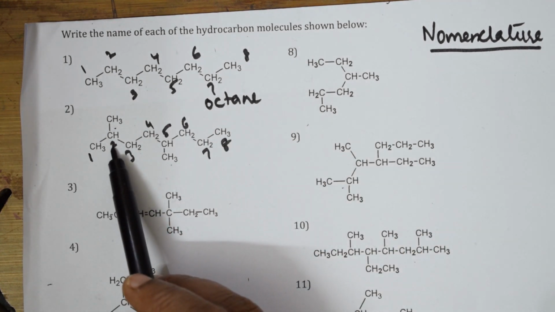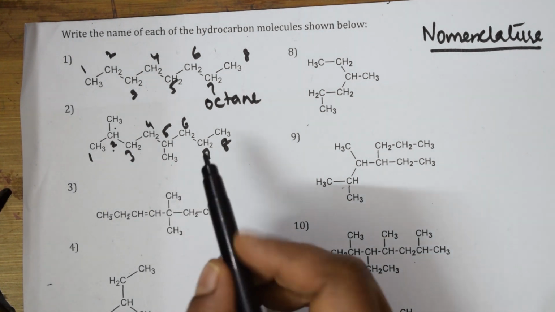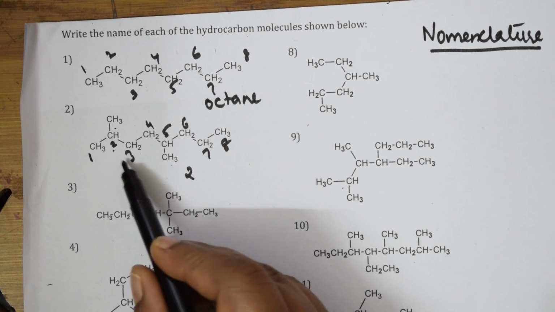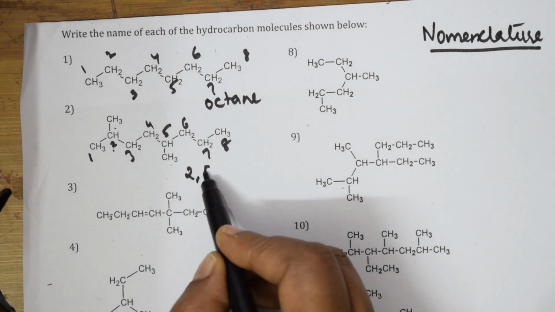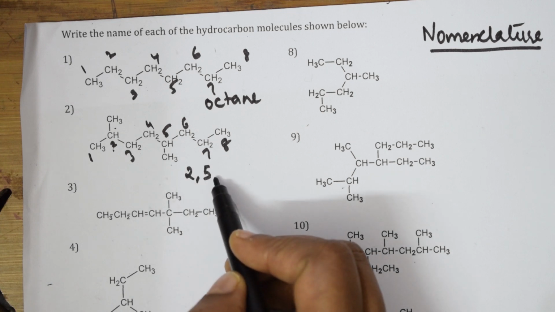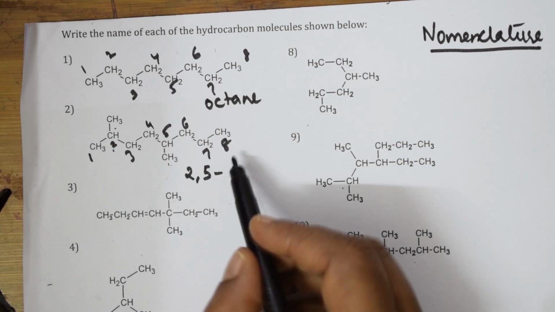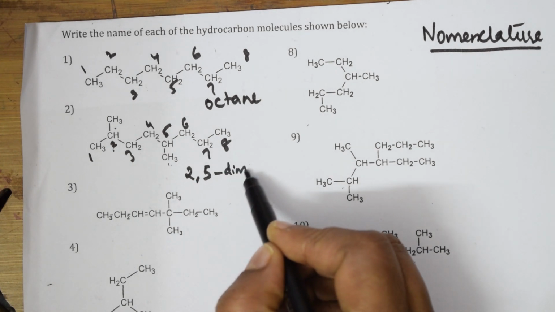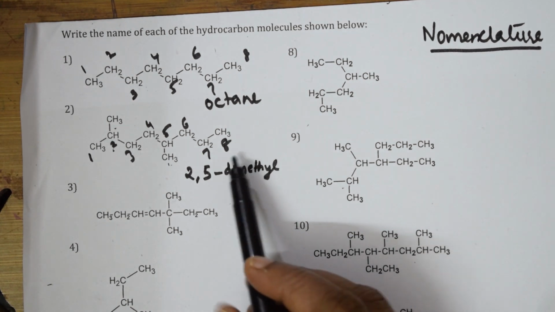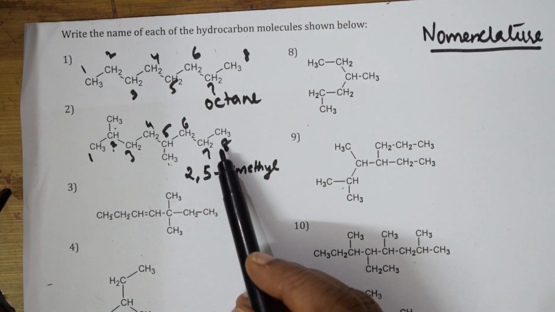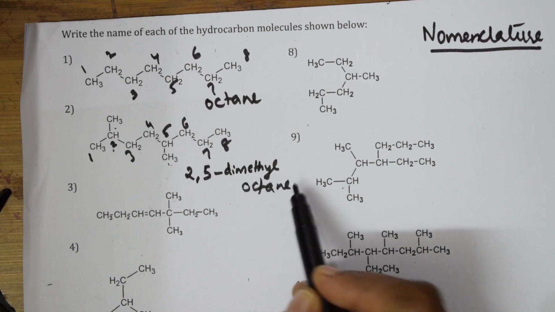Now see here, at the second position as well as the fifth position you have a methyl group. How to name it? You should name it as 2, starting from here, then comes 5. You need to name it as 2,5. Then put a hyphen. How many methyl groups are there? 2 methyl groups, so it is dimethyl. And what is the parent chain? It is octa, isn't it? 8. So 2,5-dimethyloctane. That's over.